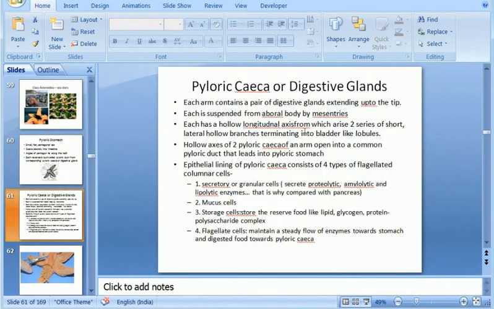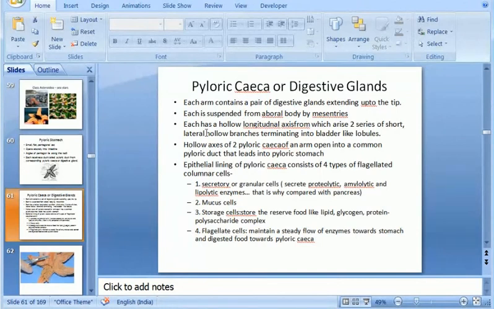Let's talk about these glands. Each arm contains a pair of digestive glands extending up to the tip. From the central disc, where the arms start, up to the tip of the arm, these glands extend. Each is suspended from the aboral body wall by mesenteries. There is a figure, I will search for it and show how it is suspended.